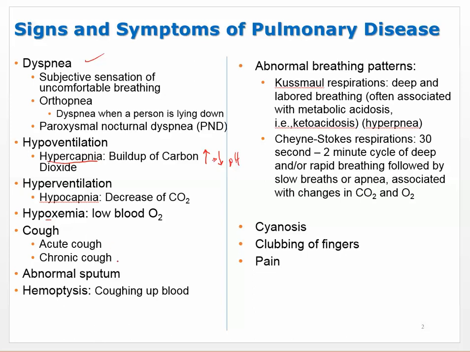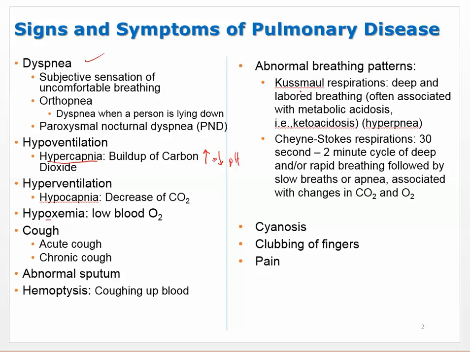Cough, acute cough, chronic cough, abnormal sputum, hemoptysis, which is coughing up blood. That can happen, especially if you damage those inner linings. There are vascularized structures inside the lung, and when those get infected, they can produce blood just like anything else. Abnormal breathing patterns.